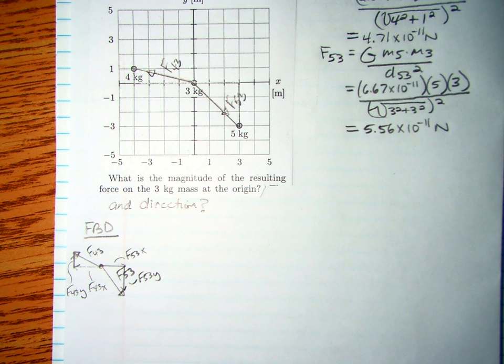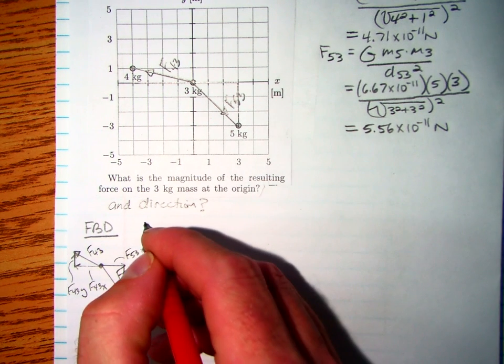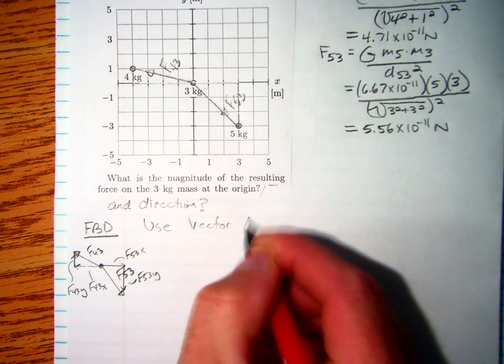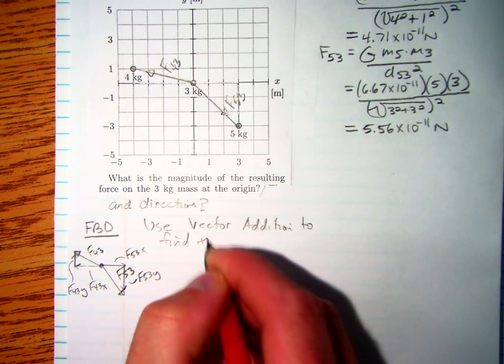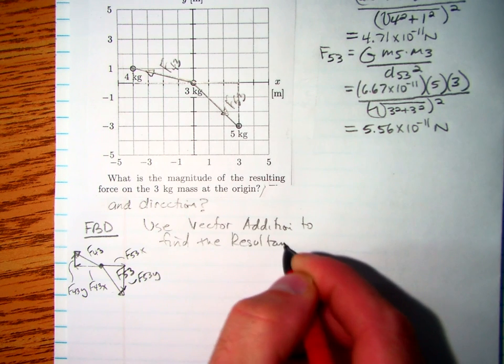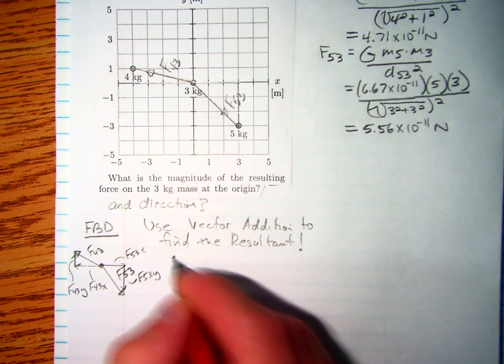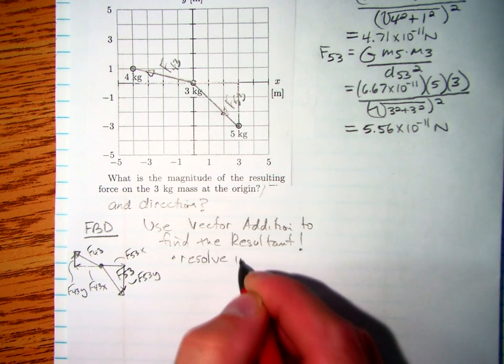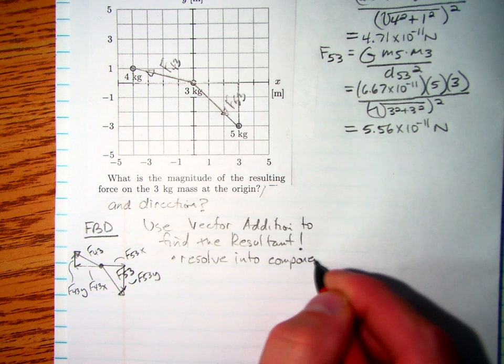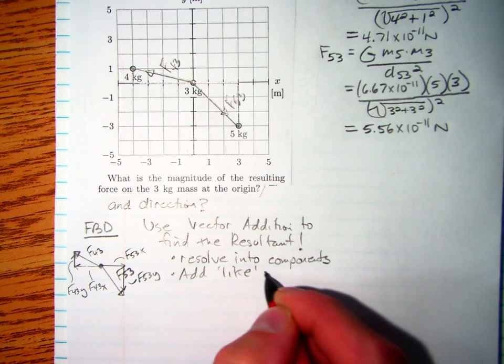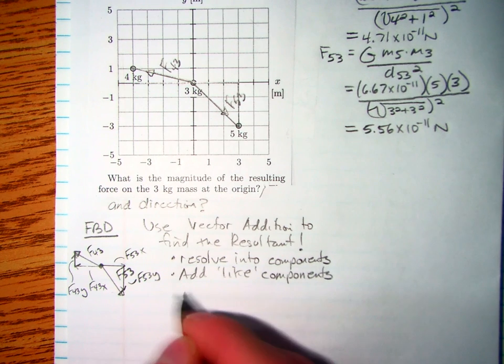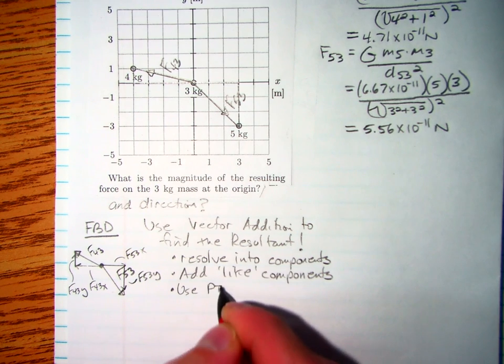Those have a partner that is parallel. So F53x and F43x are parallel, so we can add them using conventional math. And F53y and F43y are parallel, so we can add them using conventional math. So first thing we're going to do, we're going to use vector addition to find the resultant. And that is first resolving into components. Second, we're going to add like components. Third, we're going to use the Pythagorean theorem to find the resultant.